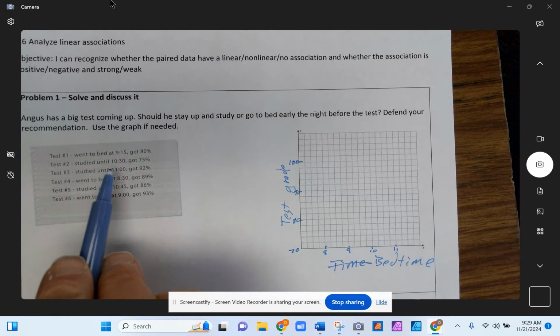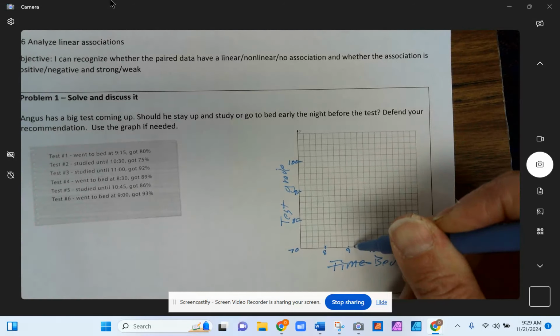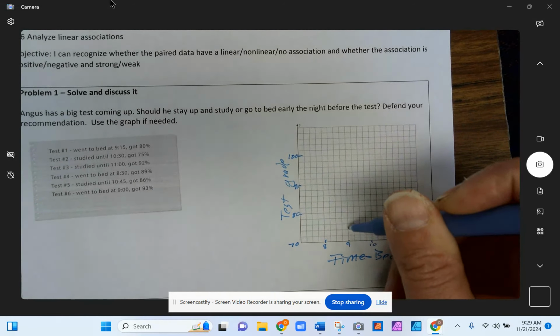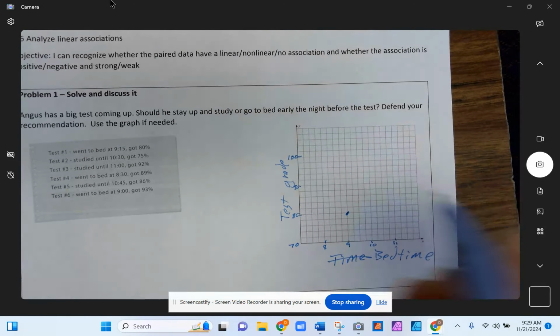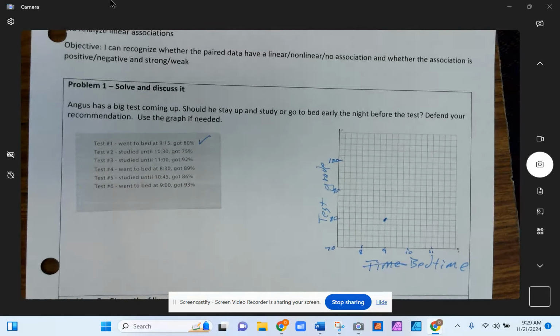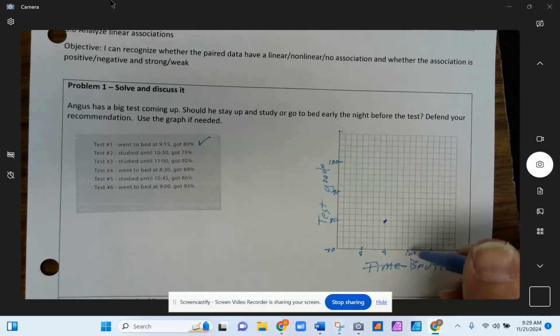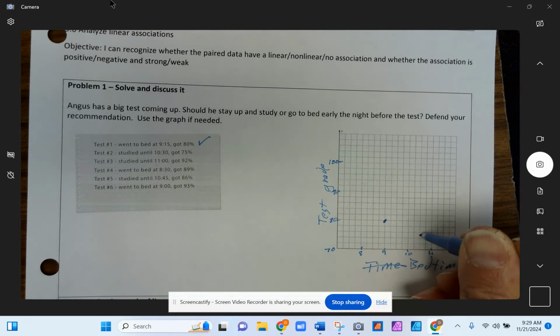Okay, so he went to bed at 9:15 and got an 80%. So 9:15 is right here, and 80% is right here for that first test. Went to bed at 10:30, got a 75. 10:30 is in the middle, and then 72, 74, going to be right in the middle, right there.